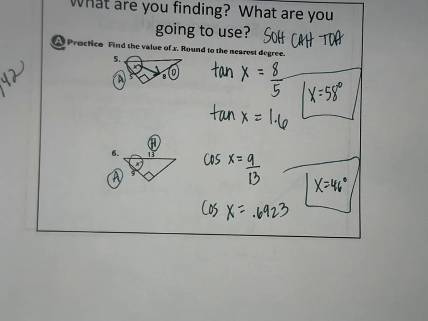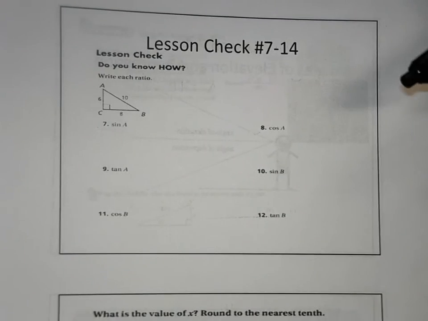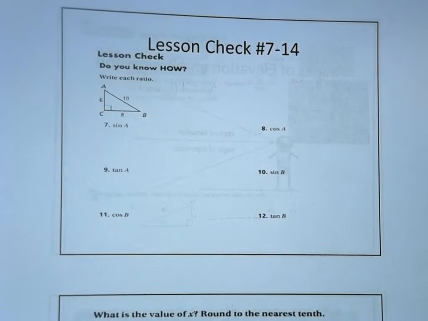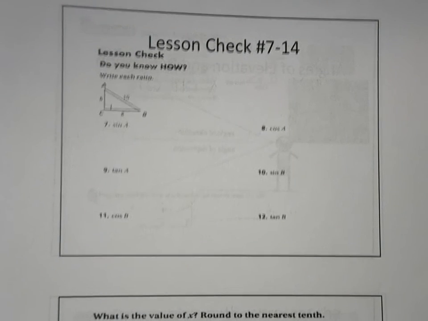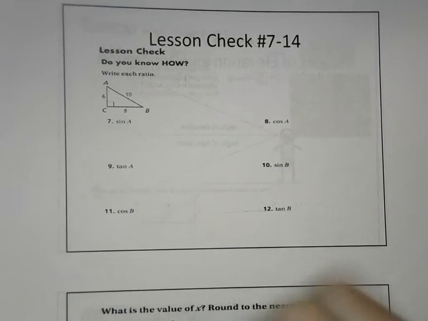All right, so now we're going to move on to the lesson check. And so this is putting everything together for all of Unit 7. So we're going to do number 7 through 14 together. Okay, so number 7, it says sine of A. So that means we go to A. And you might want to do these in pencil because we are going to end up finding sine of A, and then we're going to go through and find the B angles as well.